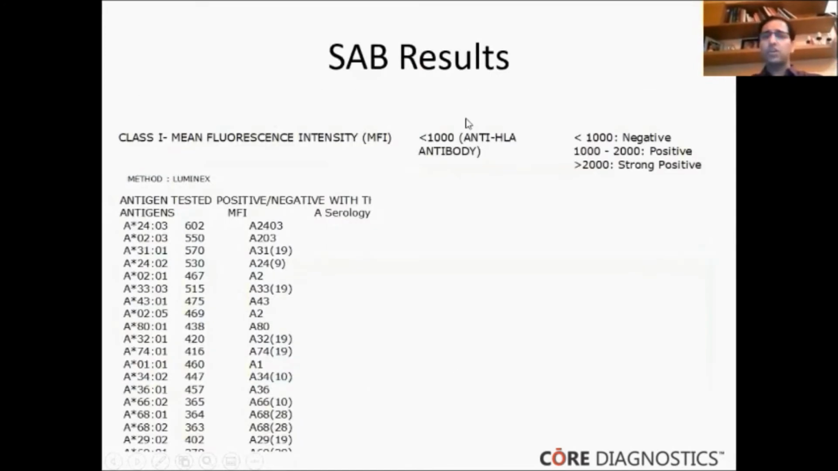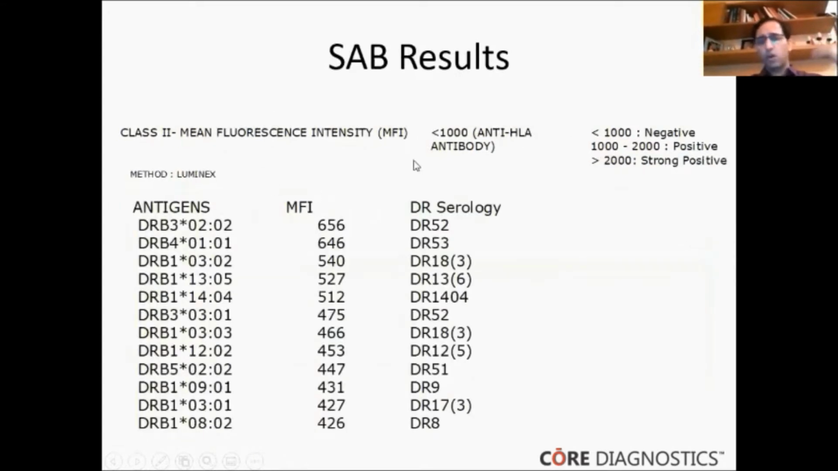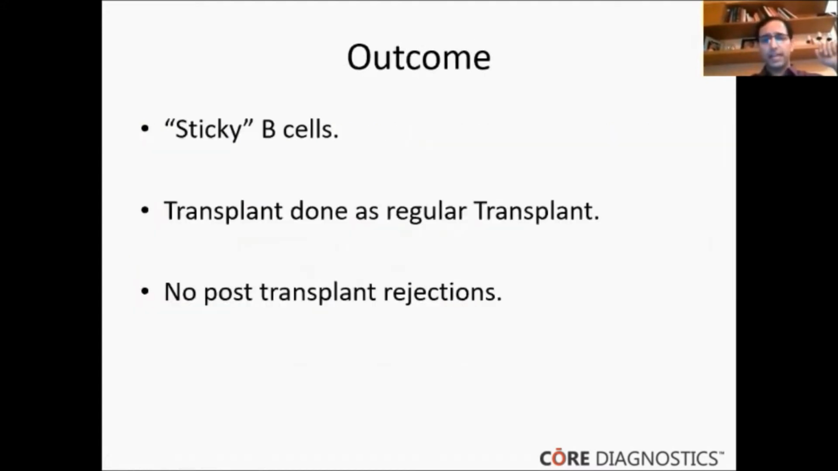So you can look at this. All of them are below 1,000. The maximum one is about 600. So this is class 1. Class 2, again, all less than 1,000. And so the single antigen bead is completely negative.